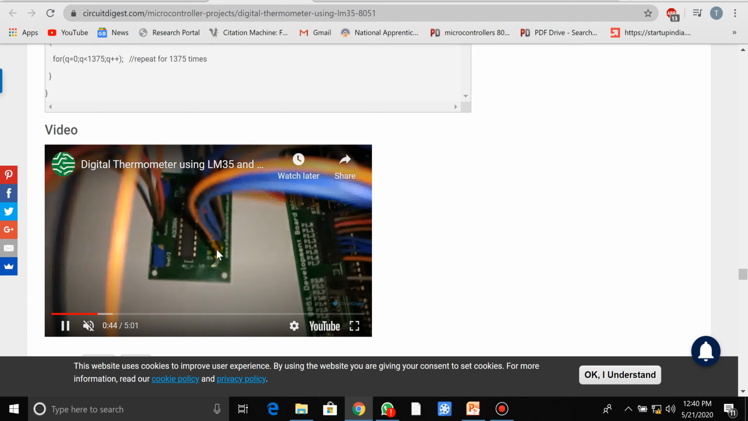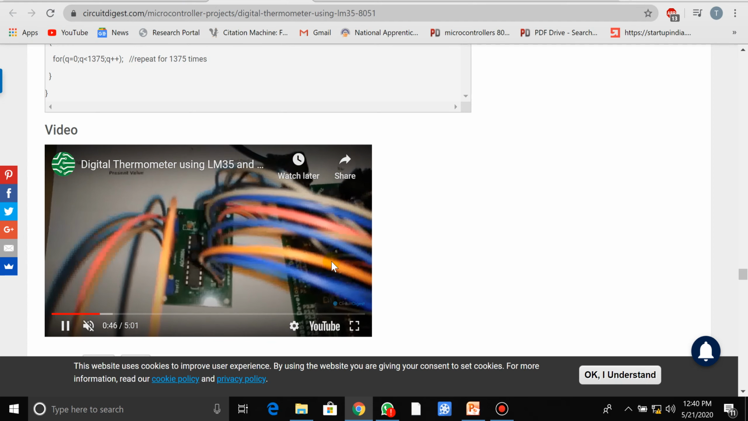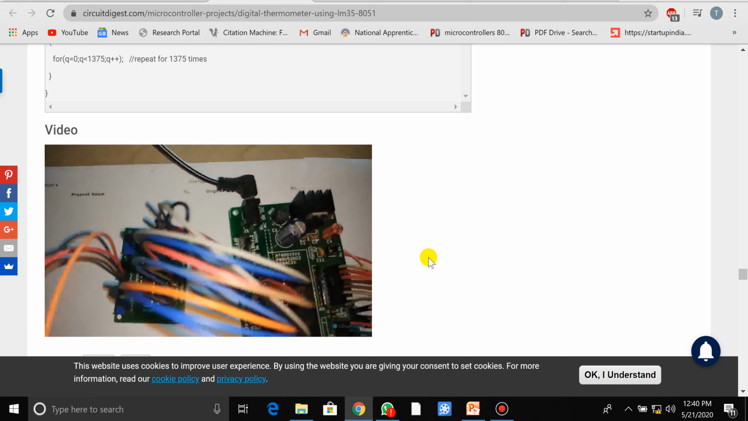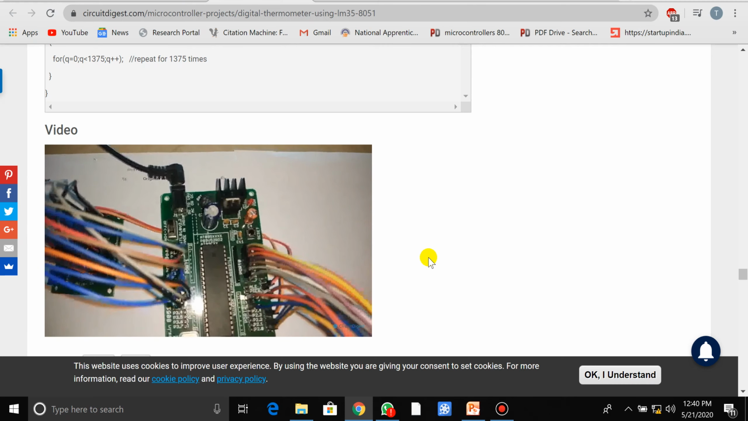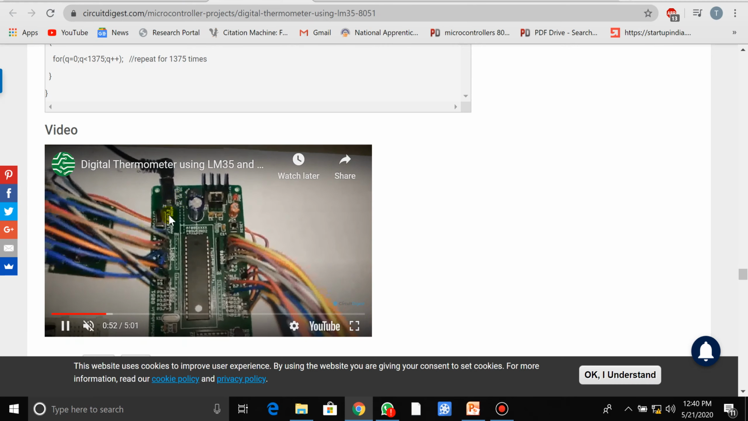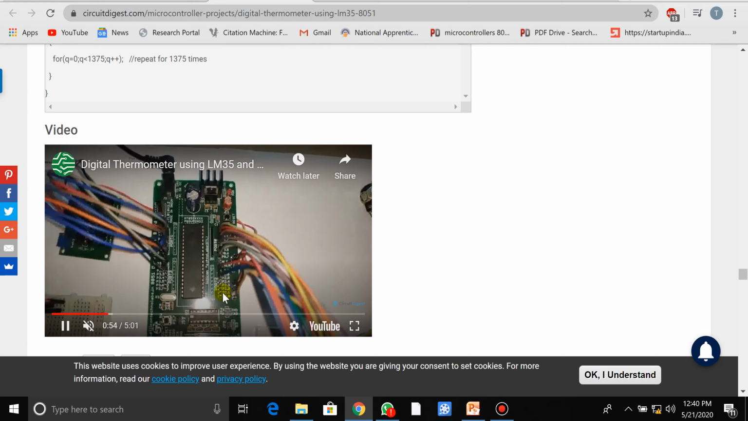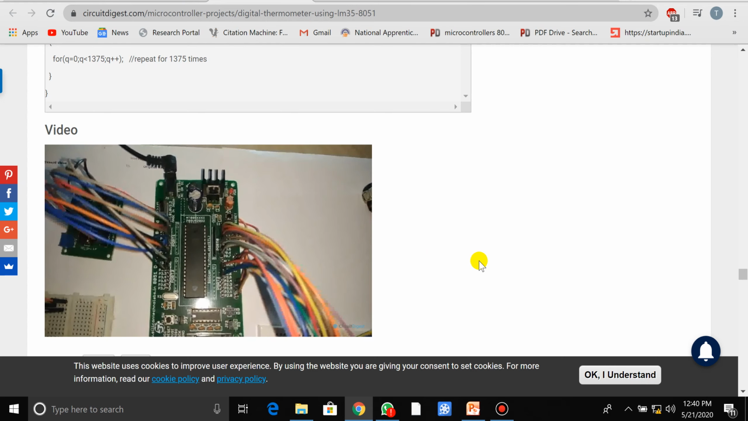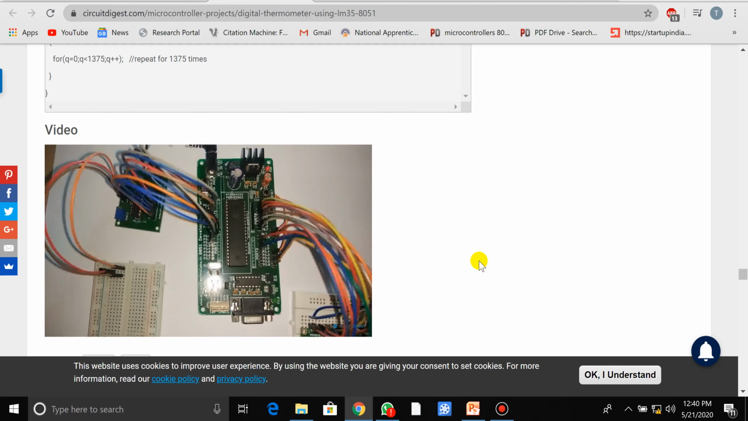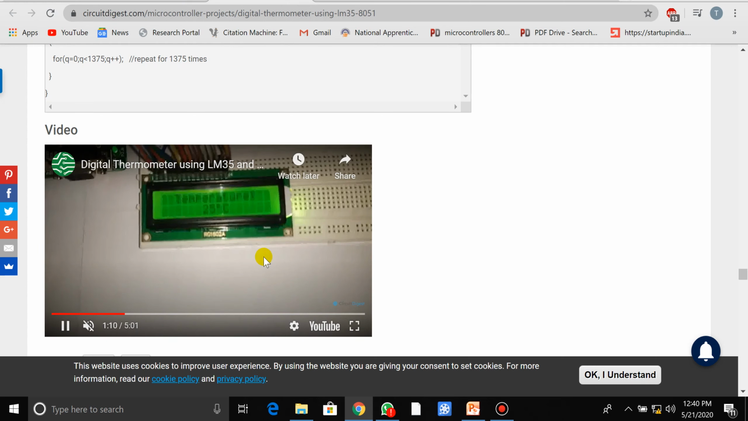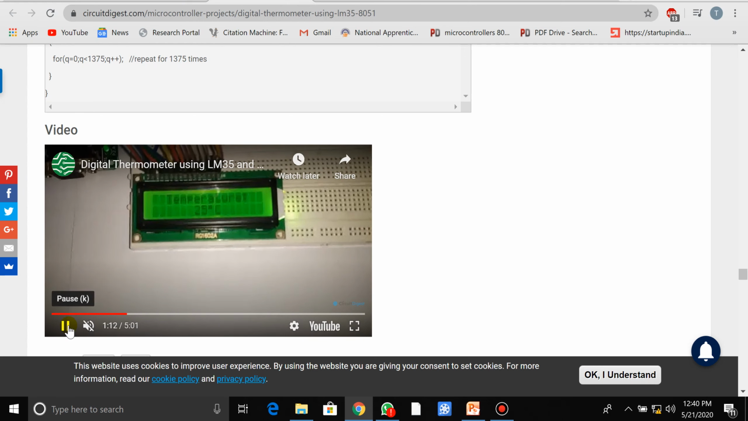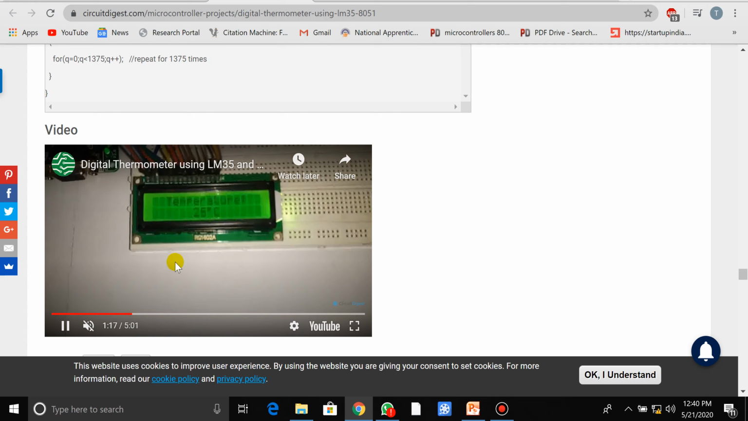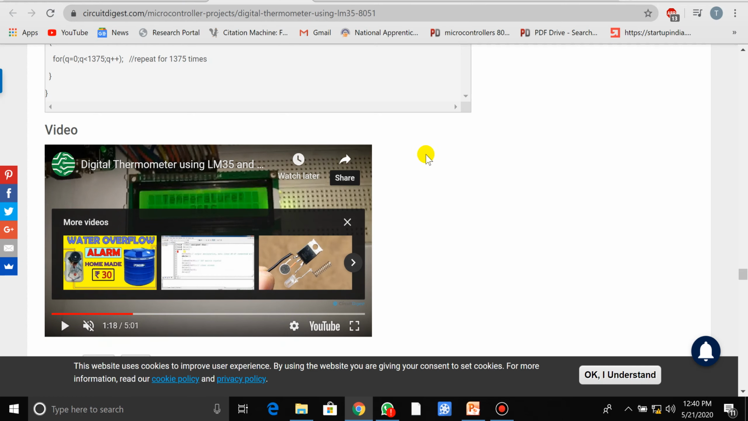This is ADC, and we know the operating voltage of the microcontroller is 5 volts. See, now we can see the temperature display, that is, temperature 26 degrees Celsius. Okay, like this we are going to display the temperature.